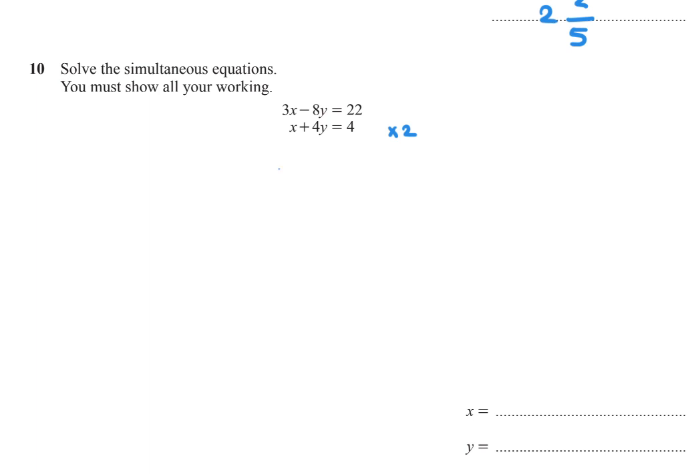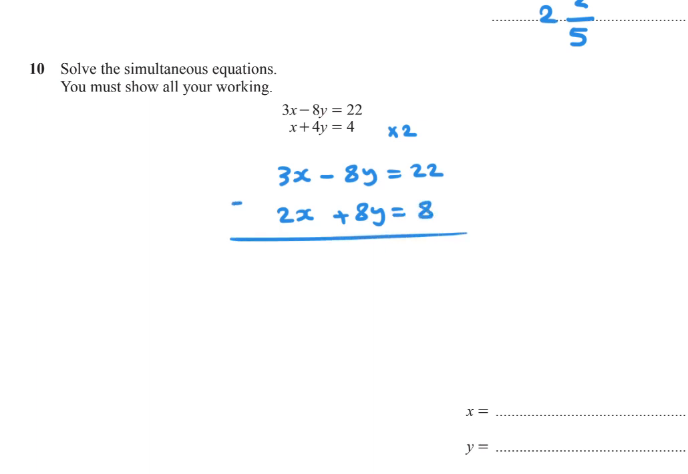So the first equation is the same, 3x minus 8y equals 22. The second equation, 2x plus 8y equals 8. Now add, because we have negative 8 and positive 8, different signs, so add to eliminate y. 3x plus 2x equals 5x.